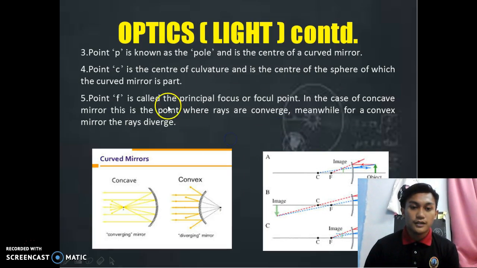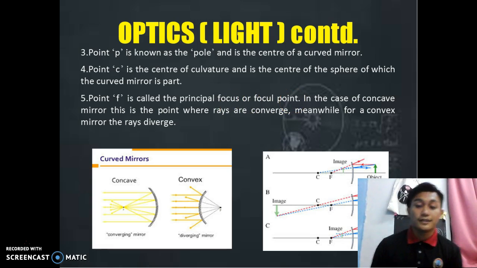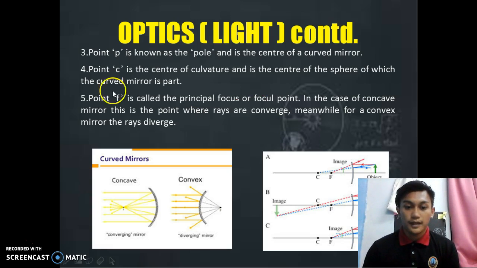As you can see here, point P is known as the pole and the center of the curved mirror. Point C is the center of curvature and is the center of the sphere of which the curved mirror is part. Point F is called the principal focus or focal point, as you studied in SPM for concave and convex lenses or mirrors. As you can see in the figure below.